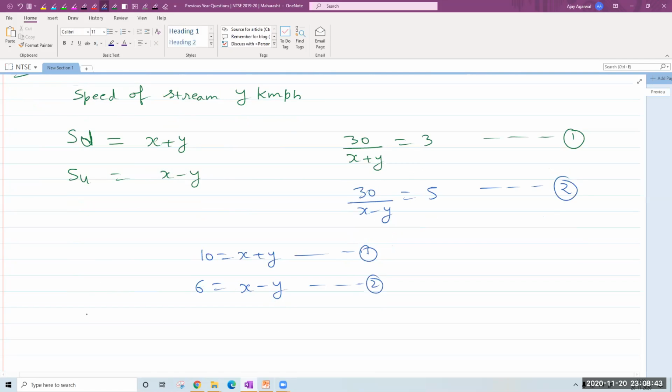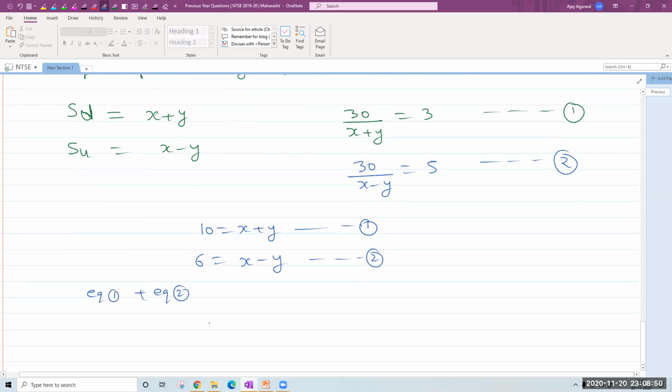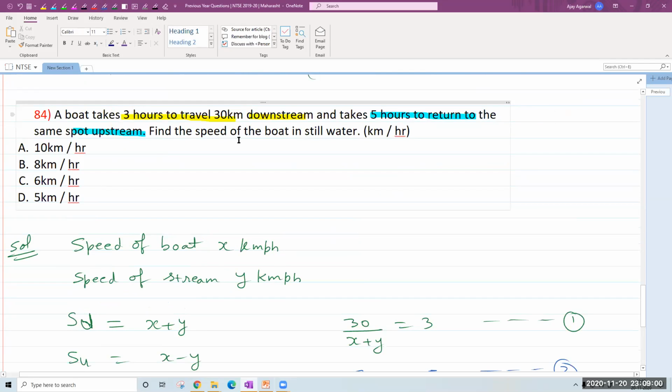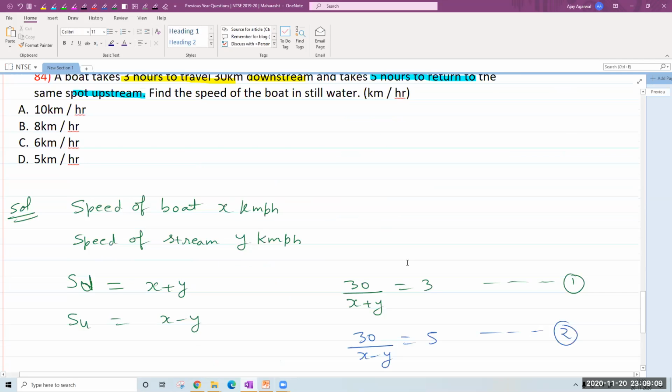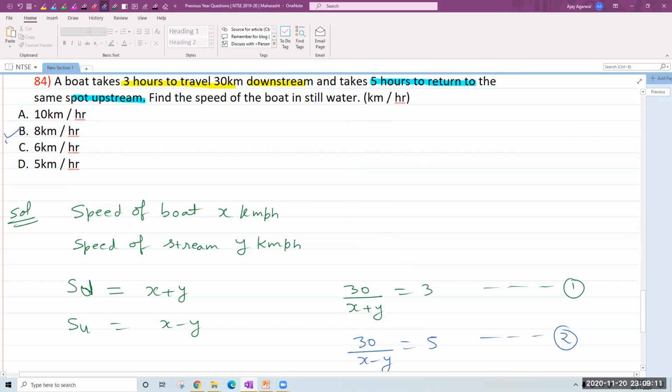If we add equation number 1 and equation number 2, we get 16 equals 2x, so x equals 8. What are they asking? Let's see the question: find the speed of a boat in still water. So the speed of the boat is 8 kilometers per hour. So option B is correct. Okay, let's move to the next question.